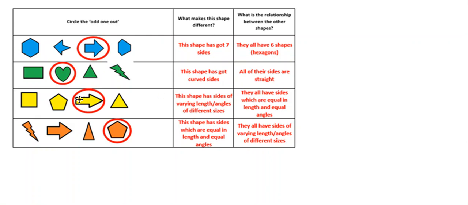In the third one, this arrow is the odd one out because it has sides of varying lengths and angles of different sizes, so it is irregular. Whereas all of the rest of them are regular shapes because they all have sides which are equal and angles which are also equal. And this last one, this one here is the odd one out because it is the only regular shape. The relationship between the other ones is that they are all irregular. Well done if you got that correct.